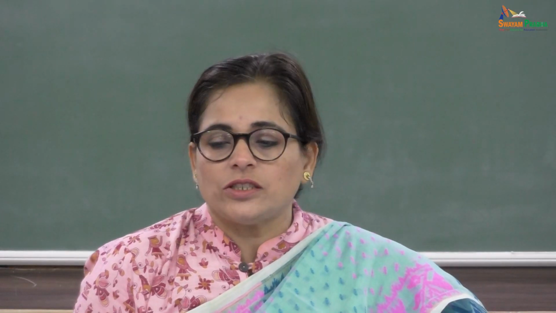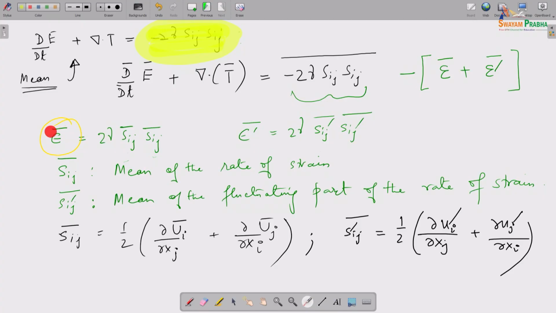Okay, now when I take a mean of that and write it in this fashion, what I'm trying to say here is that this part is the contribution to that viscous dissipation by the mean flow, and this is the contribution to the viscous dissipation by the fluctuating part of the flow. Make sense, right?